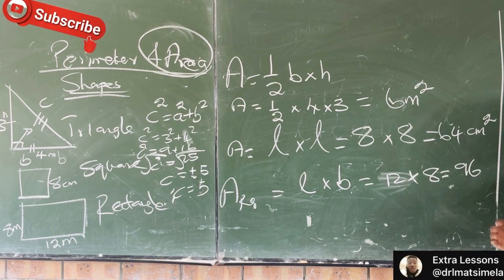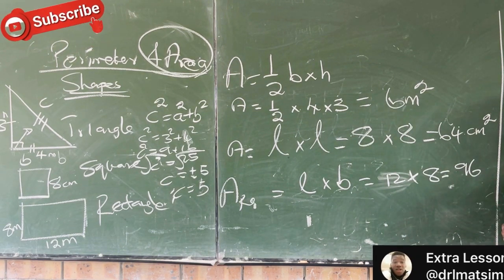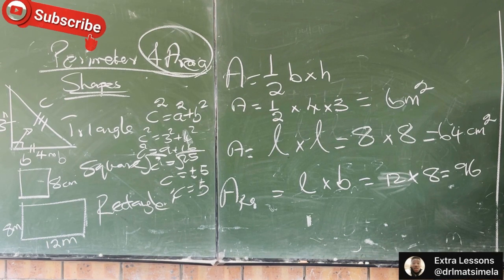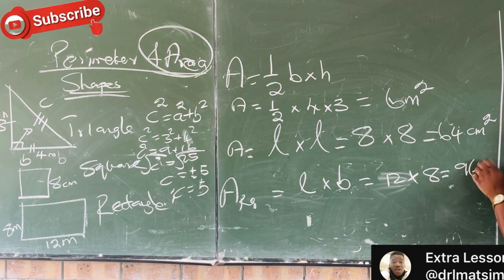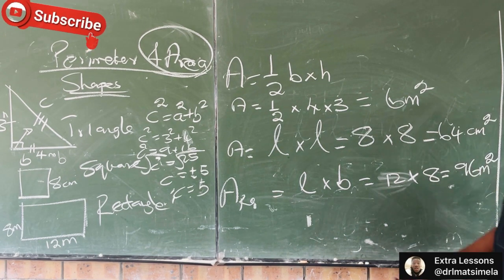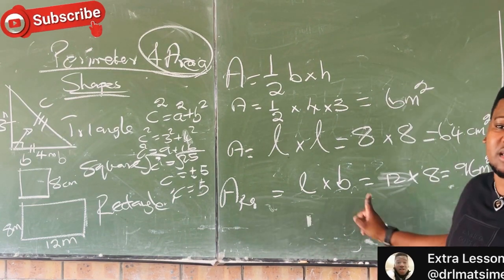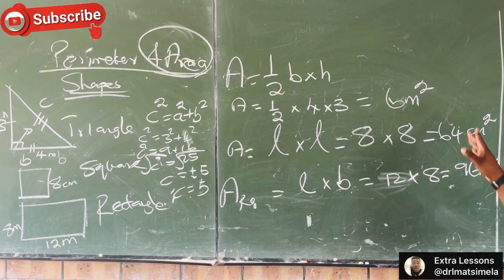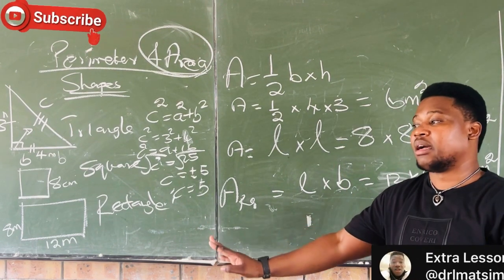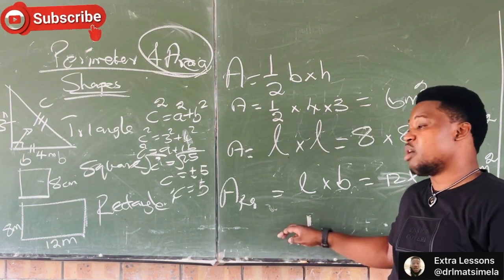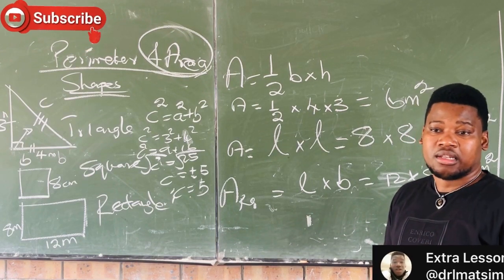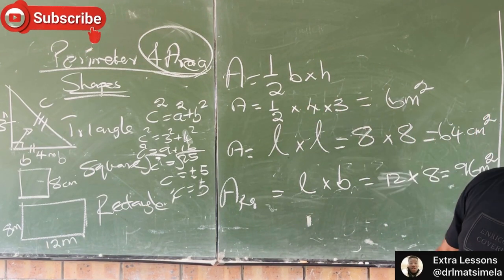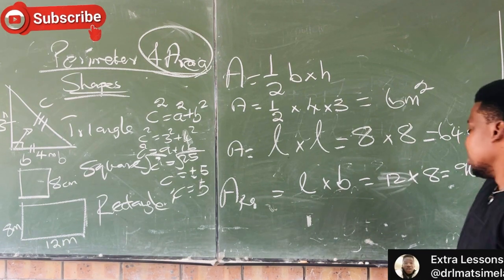96 what? 96 meters. Meters what? Meters squared, meters to the power of 2. Remember, it's an area. Area and perimeter are different. The area is to the power 2, while the perimeter is just that number, just that measurement itself. Are we clear? Yes. Good. Now we will give you more of them, but for now, let's do it this way.